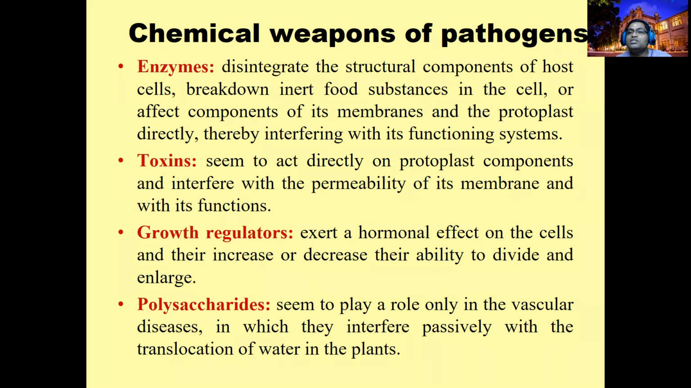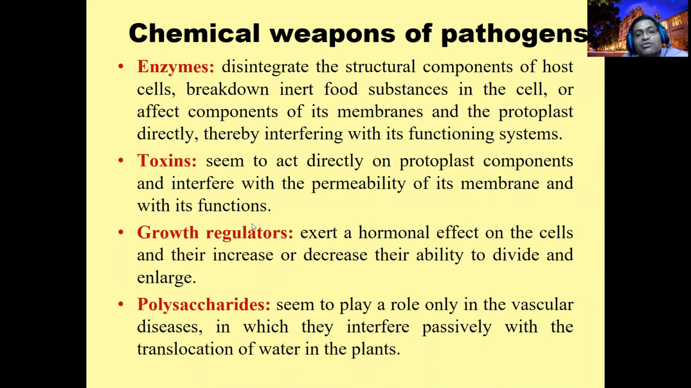If it induces the function, cells will multiply and enlarge, and the plant will grow very fast. Or sometimes the growth will be retarded, but more branches and leaves proliferate. If the growth regulators are reduced, then the plant will be very short, with less produced. And polysaccharides: these are produced massively into the xylem and phloem tissues. That's how food translocation and water translocation are interfered with. Then your plant will show wilt symptoms.